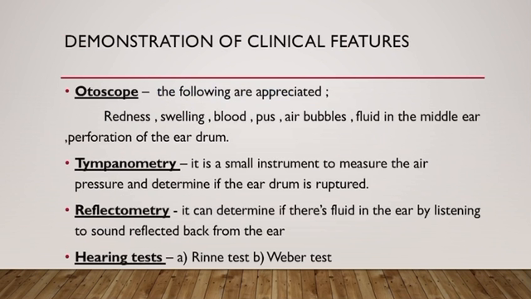Demonstration of clinical features is by otoscope. In the otoscope, the following can be appreciated: redness, swelling, blood, pus, air bubbles, fluid in the middle ear, and perforation of the eardrum. Tympanometry is a small instrument to measure the air pressure and determine if the eardrum is ruptured. Reflectometry can determine if there is fluid in the ear by listening to the sound reflected back from the ear. And hearing tests like Rinne test and Weber's test.